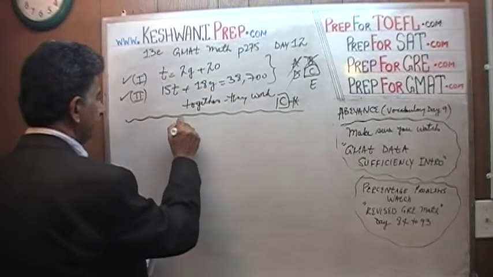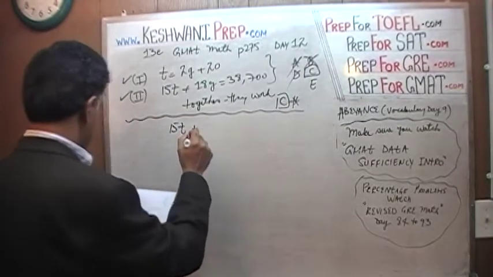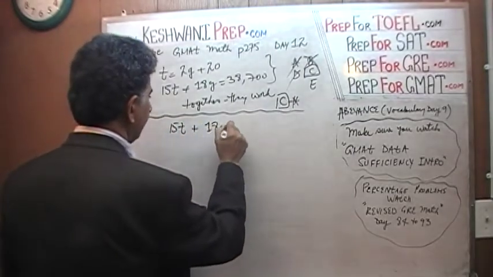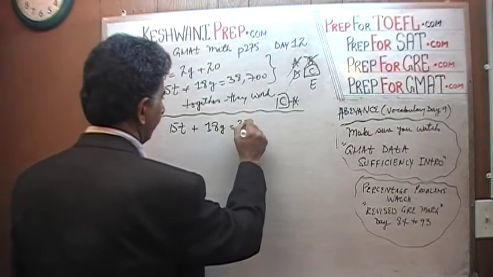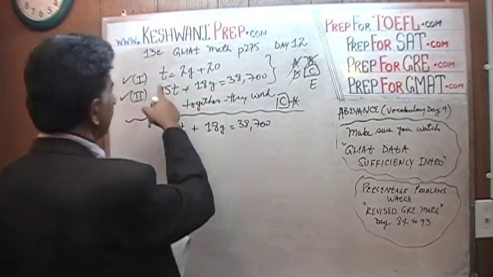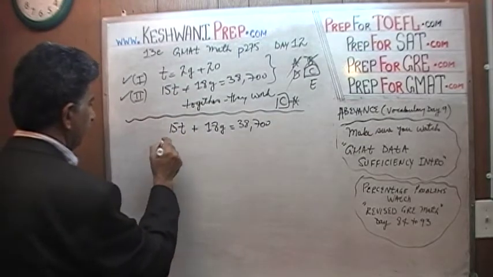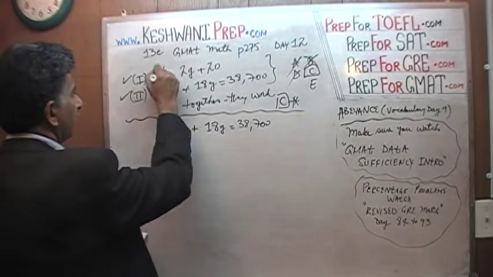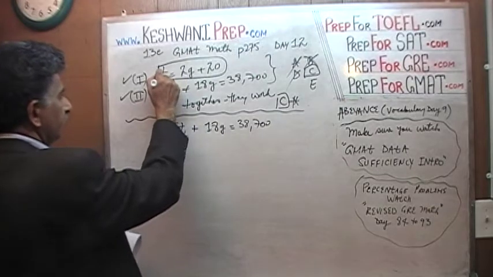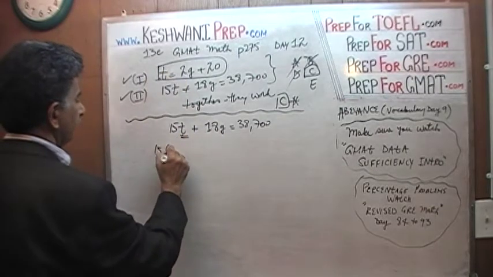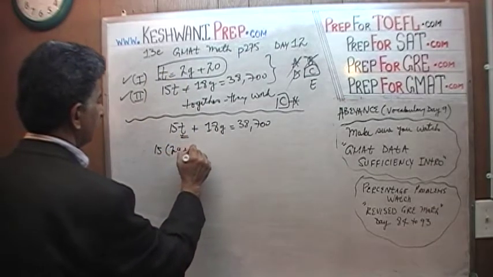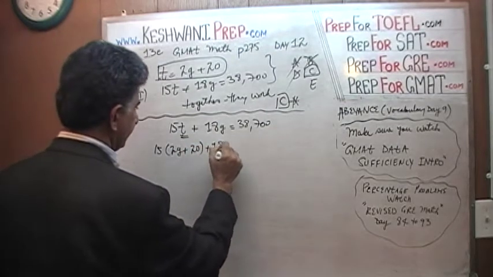So 15t plus 18g equals 38,700. But we know that t equals 2g plus 20, so we're going to put it here. 15 and t equals this part right here. So we're going to substitute this t in here. 2g plus 20 plus 18g.